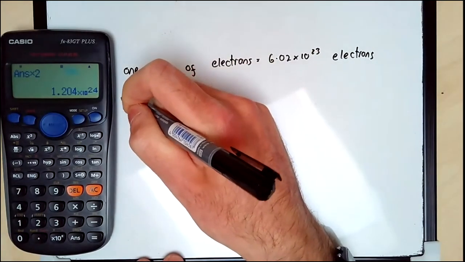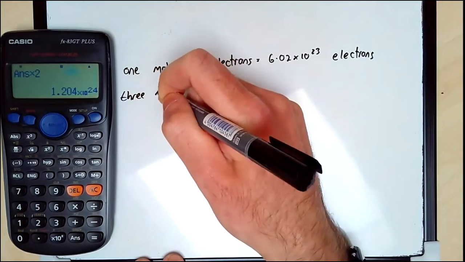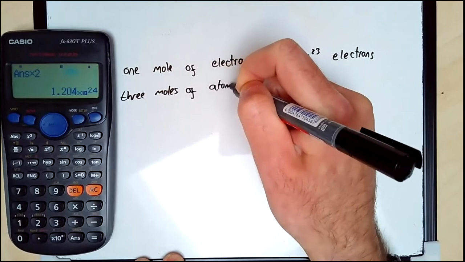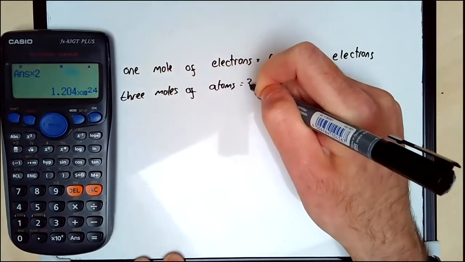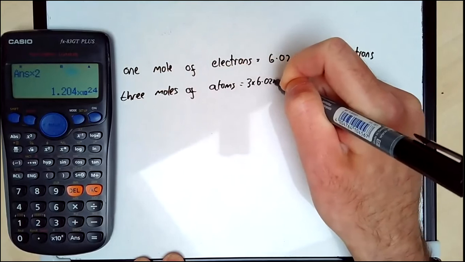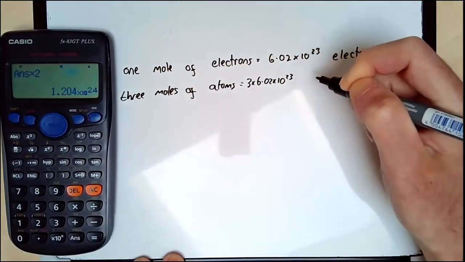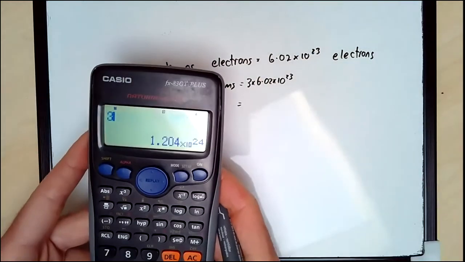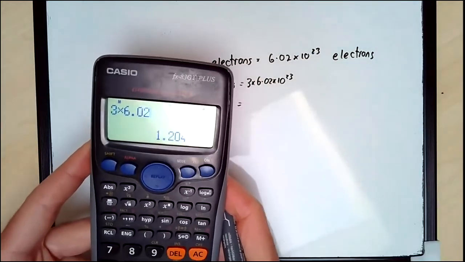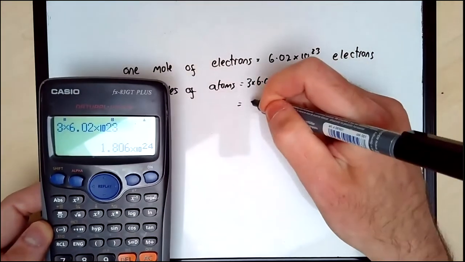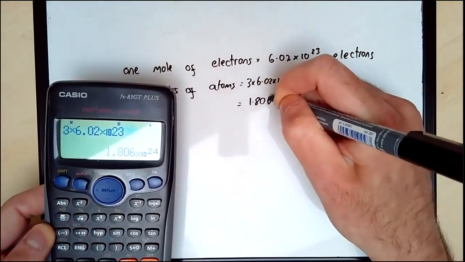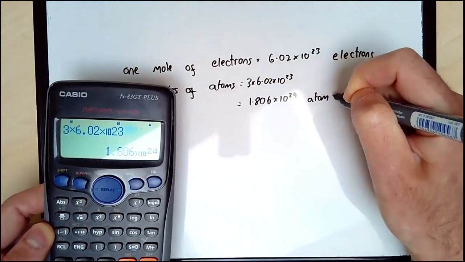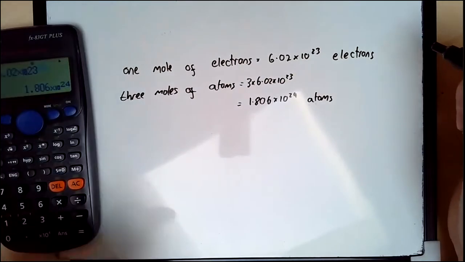So if I had, say, 3 moles of atoms, that would be 3 times 6.02 times 10 to the 23 atoms, which equals 3 times 6.02 times 10 to the 23. That would give me 1.806 times 10 to the 24 atoms. It really is that simple.